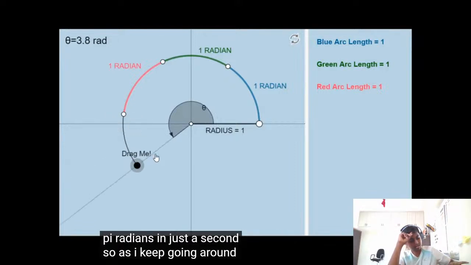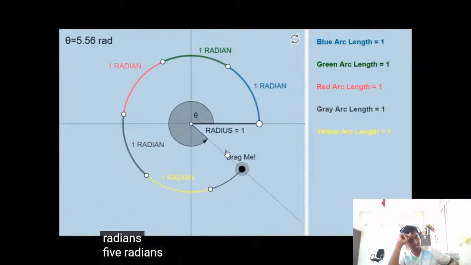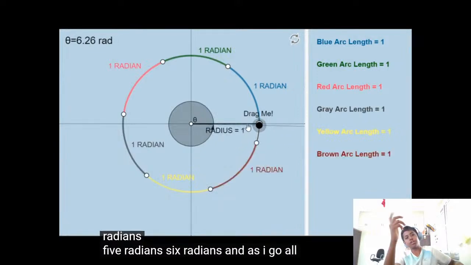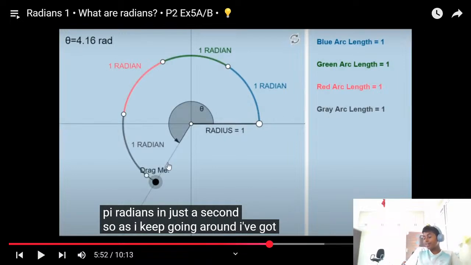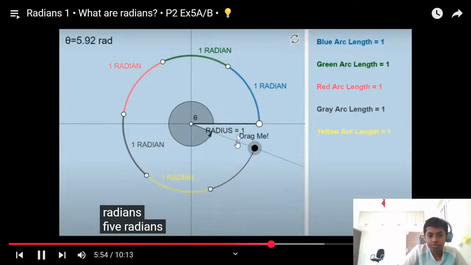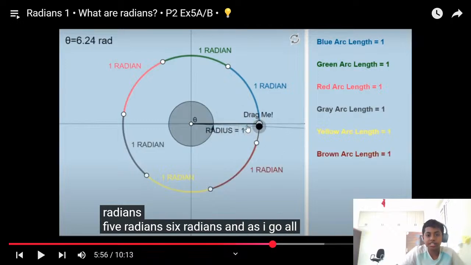So as I keep going around, I've got 4 radians, 5 radians, 6 radians, and as I go all the way back to the beginning. Because the circumference of a circle, how do you calculate? 2 pi r. What is 2 pi? 6.28. So if the radius is 1, then you have 6.28 radians. See, you can see here, 1, 2, 3, 4, 5, 6, and a little bit. 6.28. Makes sense.